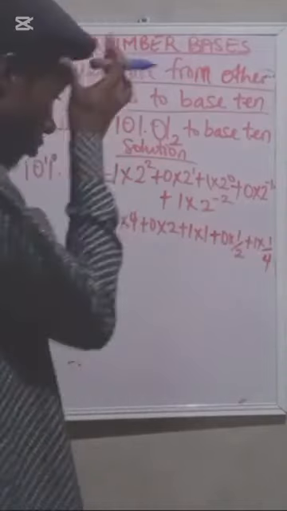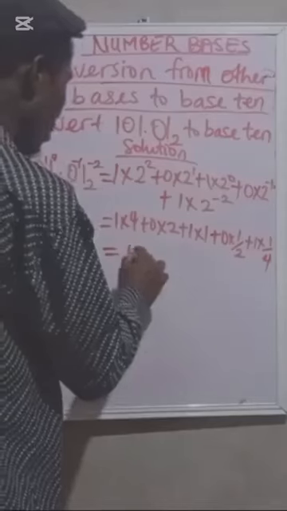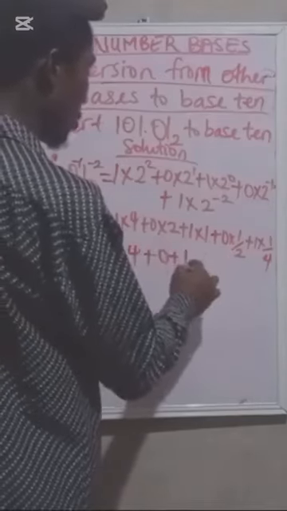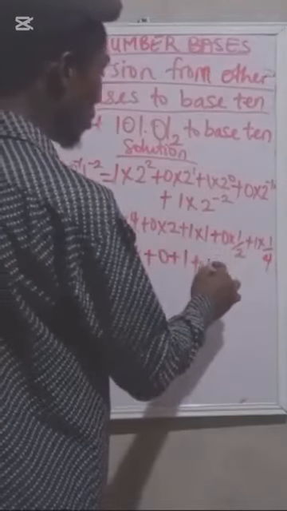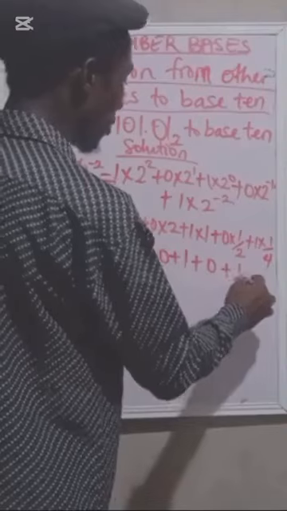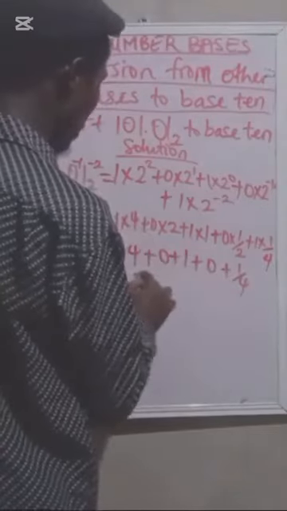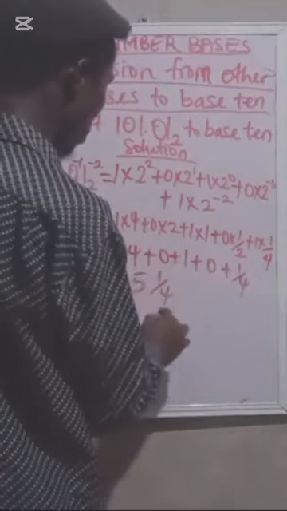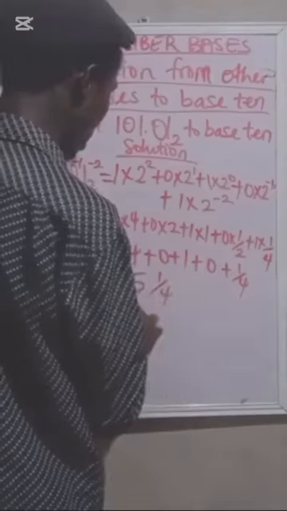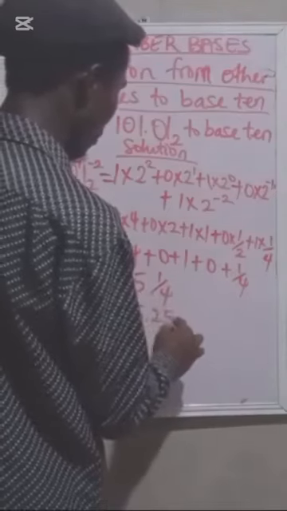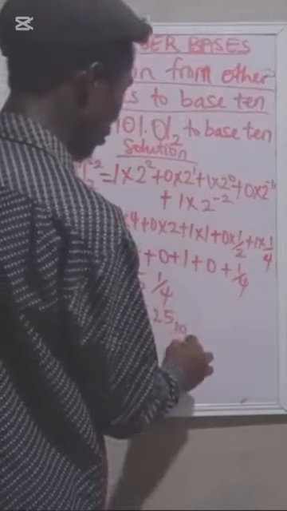Then it's going to be equal to what? 1 times 4 will give us 4, plus 0 times 2 will give us 0, 1 times 1 will give us 1, 0 times this will give us 0, plus this is going to give us 1 over 4. This is going to be equal to 4 plus 1, 5, plus 1 over 4. Or we can say it's still the same thing as 5.25 base 10. So this is your answer.